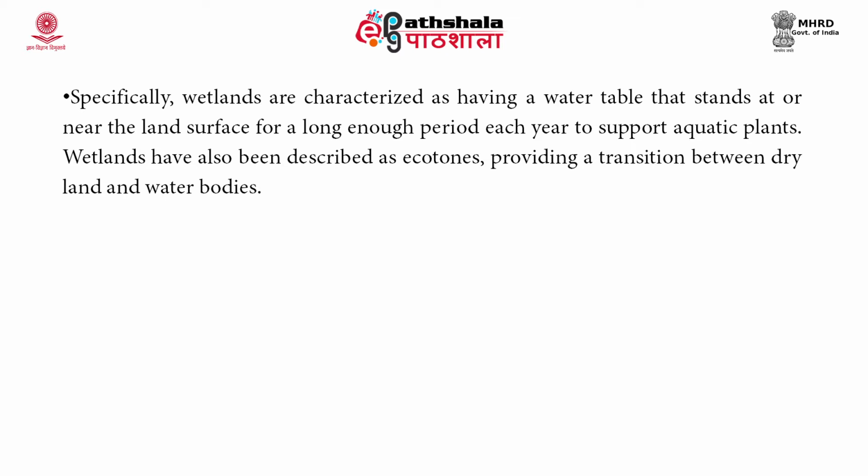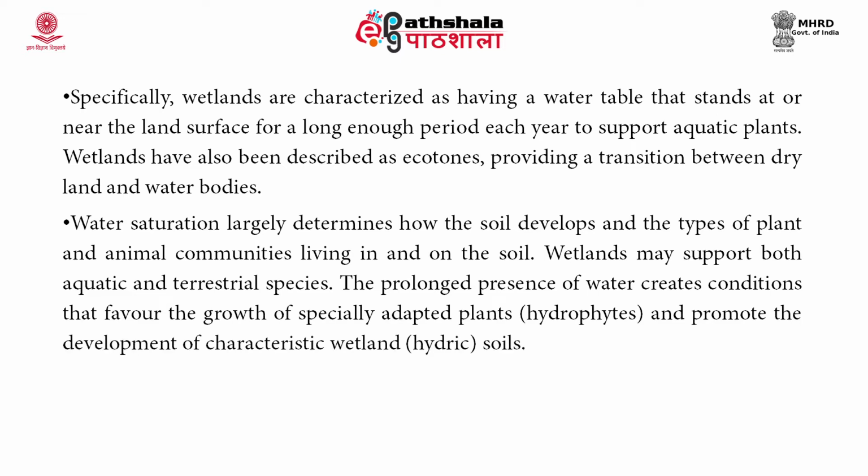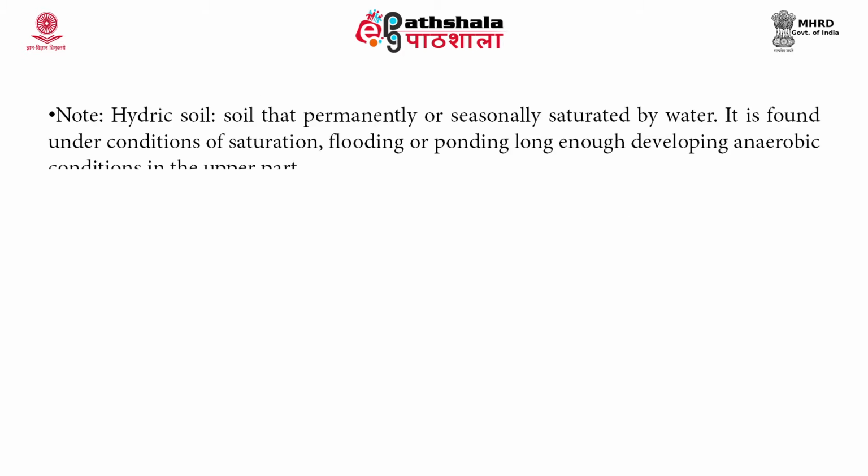Wetlands have also been described as ecotones, providing a transition between dry land and water bodies. Water saturation largely determines how the soil develops and the types of plant and animal communities living in and on the soil. Wetlands may support both aquatic and terrestrial species. The prolonged presence of water creates conditions that favor the growth of specially adapted plants, hydrophytes, and promotes the development of characteristic wetland soil, that is, hydric soil. A note can be made here that hydric soil is soil that is permanently or seasonally saturated by water. It is found under conditions of saturation, flooding and ponding long enough to develop anaerobic conditions in the upper part.